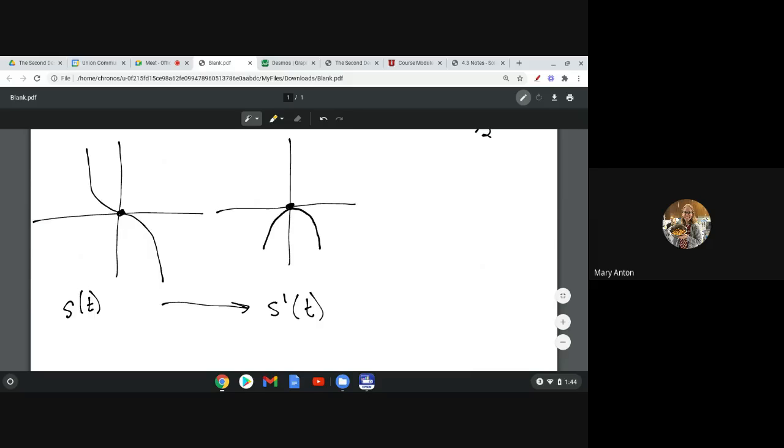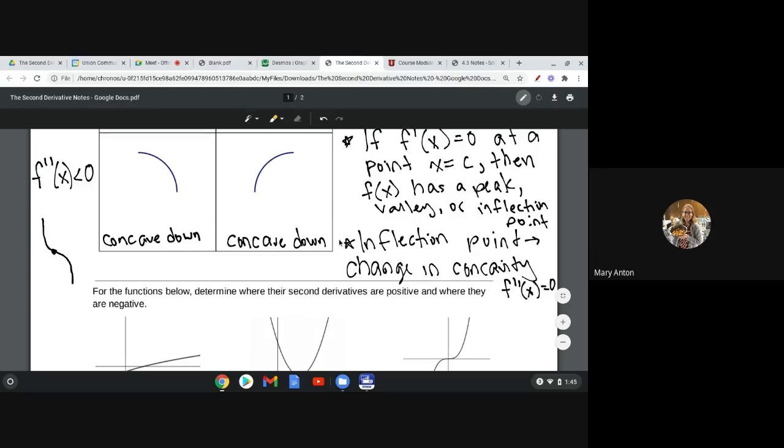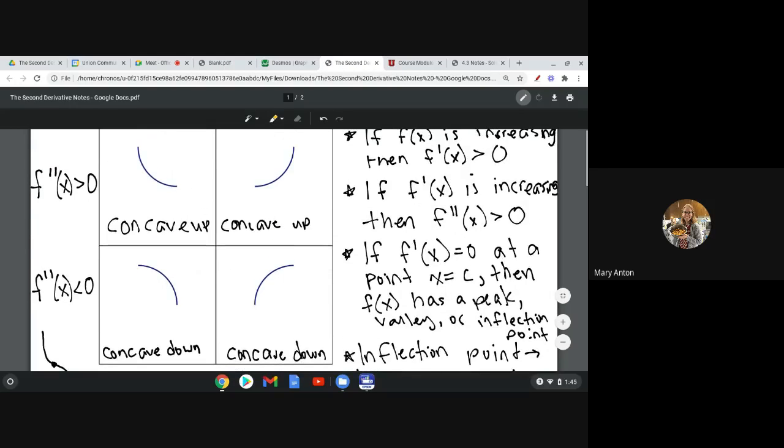So what's the derivative of the derivative at this inflection point at 0 now? What's the slope of this point on our derivative graph? 0. And that's always the case for any inflection point that you have. Your second derivative will be 0 at that point. Does that kind of make sense? Yeah? Okay. Do we have any questions about this right now?